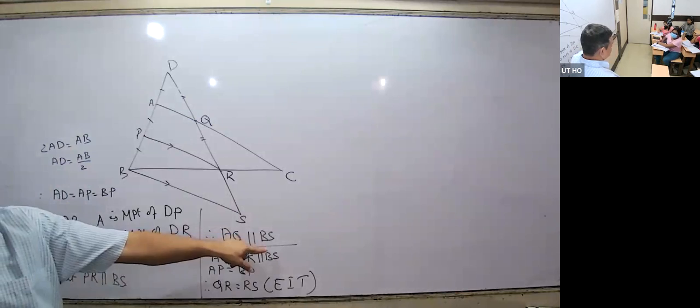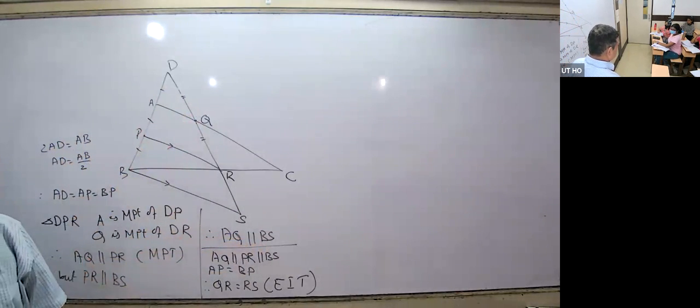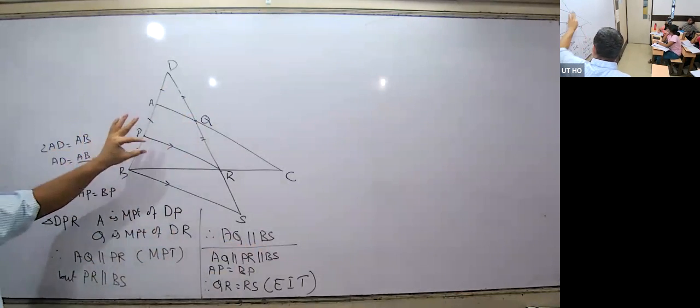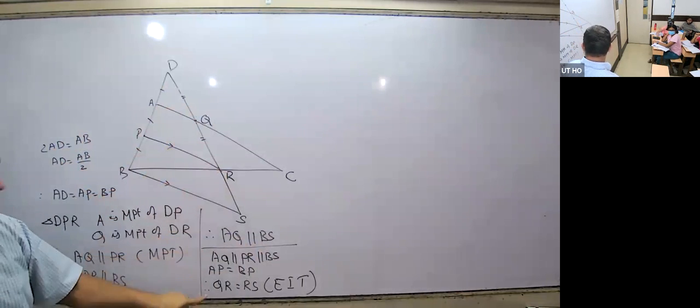This is followed. Now check. All three lines are parallel now. And these two are equal. Therefore, these two parts are equal by the equal intercept theorem. That is why QR is equal to RS.